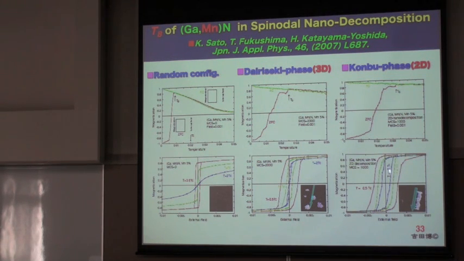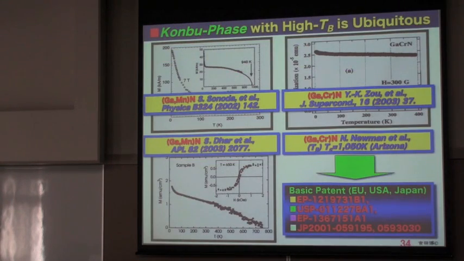But still, you can observe this kind of hysteresis because of the very high blocking temperature like this. So in many experiments, people observed small hysteresis in the very low concentration region. People observed a very high blocking temperature, and especially Nate Newman did a very, very careful experiment and found that for this kind of nanowire, the blocking temperature becomes more than 1,000 Kelvin, like this.